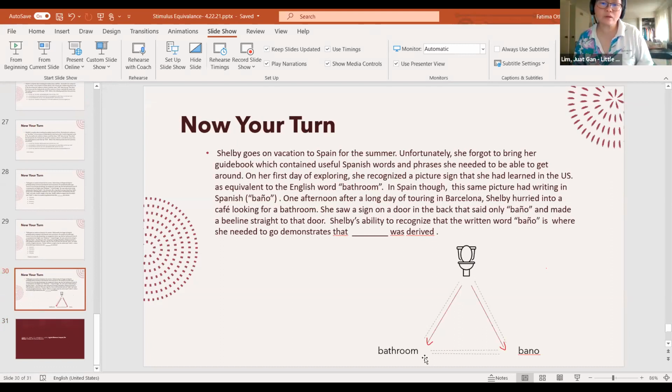Okay, transitivity. The bottom transitivity is when you're going to have the dashed lines both ways. That's when transitivity has occurred, meaning no teaching was required. The teaching or the training is when you're seeing the solid line.